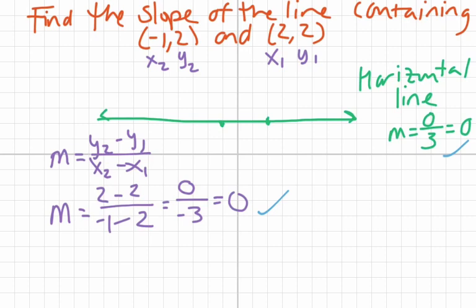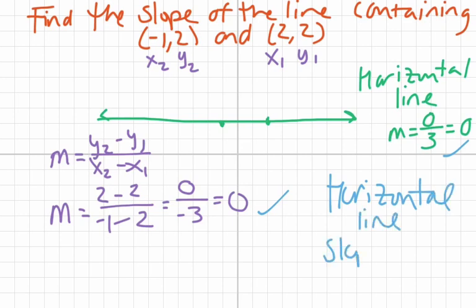So a horizontal line slope is 0. The actual number 0. Don't say it has no slope. It has a slope. The slope is 0.